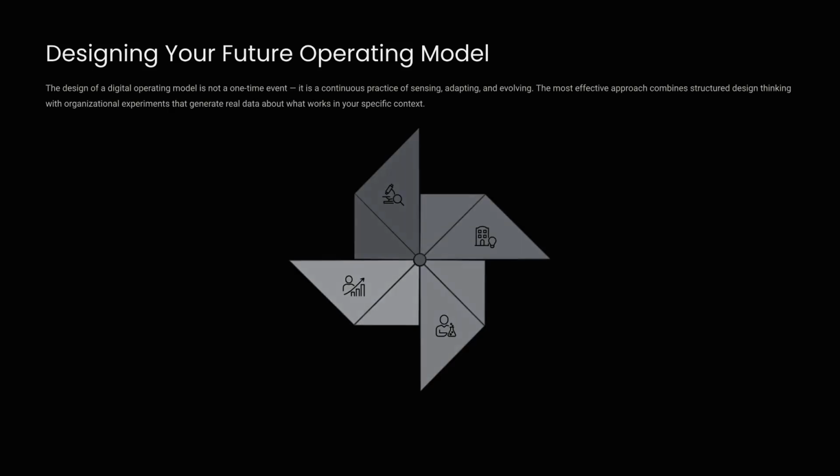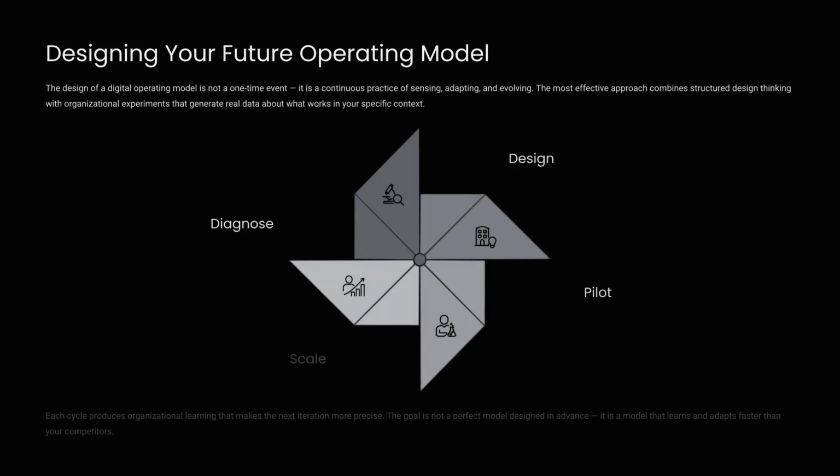Designing a digital operating model is a continuous cycle, not a one-time event. The most effective approach combines structured design thinking with organizational experiments that generate real data about what works in your specific context. This involves diagnosing, designing, piloting, and scaling.